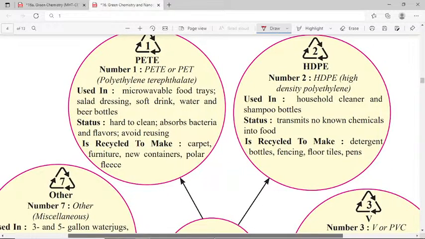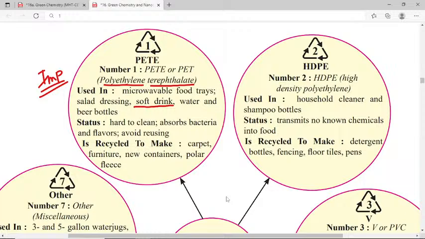So here it is written as PET. Soft drinks, PET. So this is polyethylene terephthalate. Please note down, this is a very important question asked in your CET exam. Okay, clear? Everyone get it? Soft drinks, polyethylene terephthalate. Clear? Okay, next question.